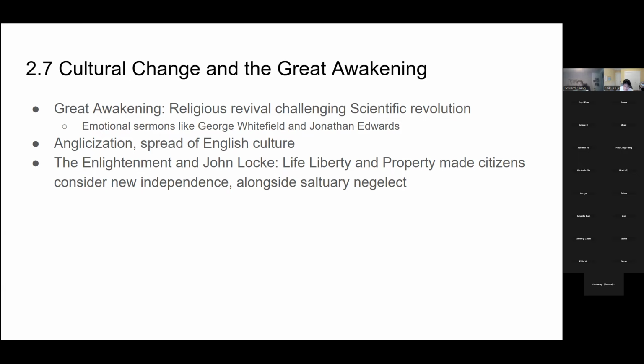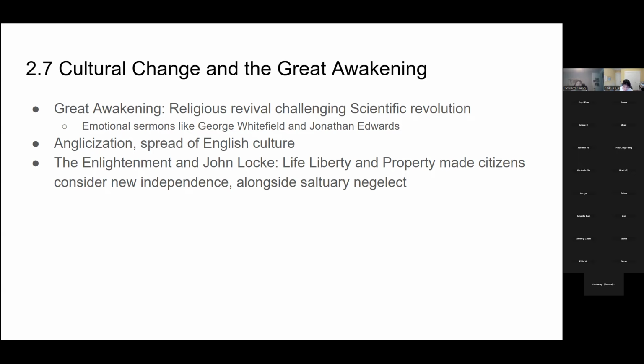So pretty much what it was is it was a religious revival challenging the ideas of the scientific revolution. So the scientific revolution, if you guys remember, was just how they believed in using logical thinking, right? Like using science to back things. So this led the church to grow weaker. So the people hosted emotional sermons, right? Some people that you have to know were George Whitefield and Jonathan Edwards. They were leaders of the Great Awakening. And the time period of the Great Awakening was from the 1730s to the 1740s.